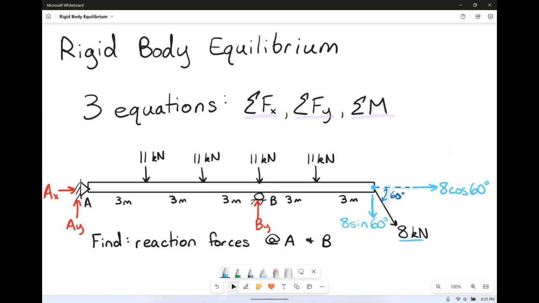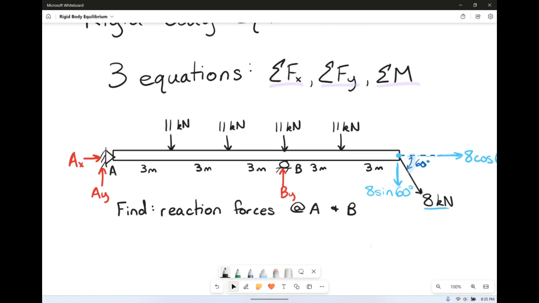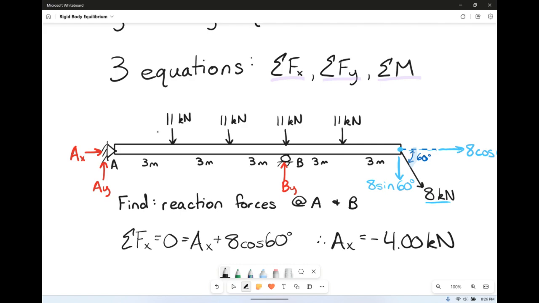Now that we have that, what can we start off by doing? If we sum the forces in the y direction, we have two unknowns, not really good. We can sum the forces in the x direction. That's perfectly fine. So we'll sum the forces in the x direction and set it equal to 0. We have Ax, and we also have our 8 cosine of 60 degrees force, so therefore our Ax is going to be equal to negative 4.00 kilonewtons. So that was pretty simple.